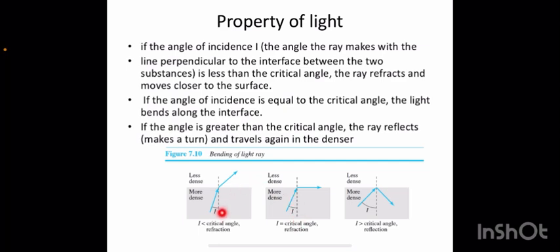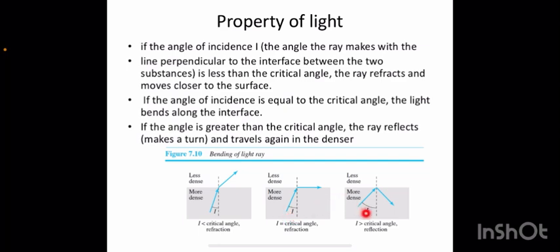Okay, so if the angle of incidence is less than the critical angle, what happens? The ray refracts and moves closer to the surface. You can see that the ray refracts. This is the direction after incidence on this interface. Refraction happens. Okay, if the angle of incidence is equal to the critical angle, what happens? Obviously the light bends along the interface. Over this interface it moves. This is the angle of incidence which is equal to the critical angle.